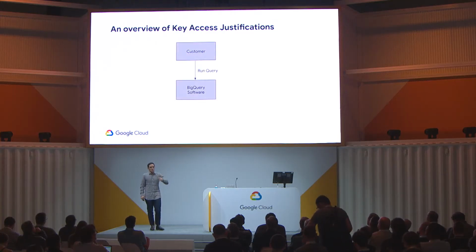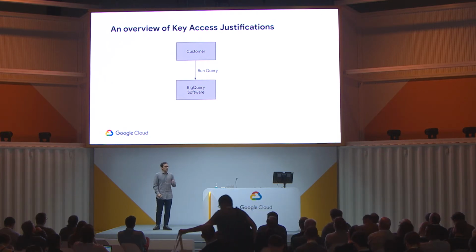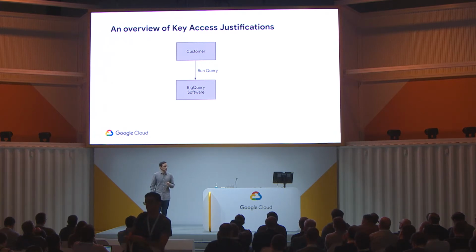I'm going to do that by walking through an example of how encryption works within a service that runs on Google Cloud Platform. So I want you to imagine that, just as in the demonstration you just saw, you are running a query on BigQuery. But this time, instead of using an externally managed or customer managed encryption key, you're just going to use Google's default encryption at rest to encrypt your data.